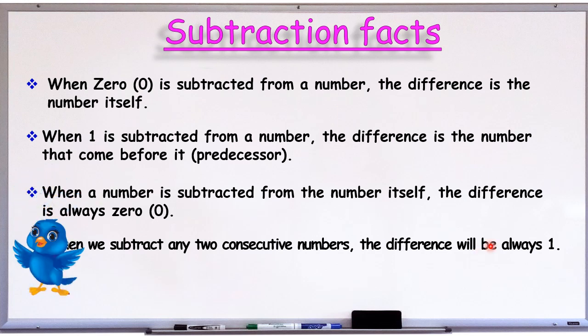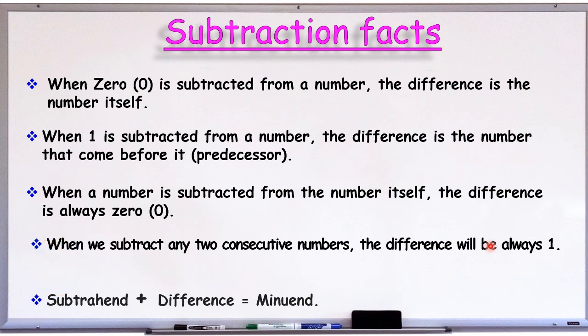See, what is our last point? How to check whether our subtraction is right or wrong. For checking whether subtraction is right or wrong, we have to add subtrahend plus difference. And if we are getting minuend, that means our subtraction is right. Like 5 minus 2 is equal to what?